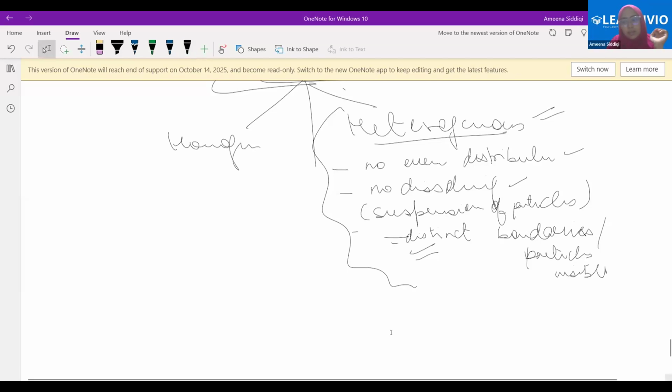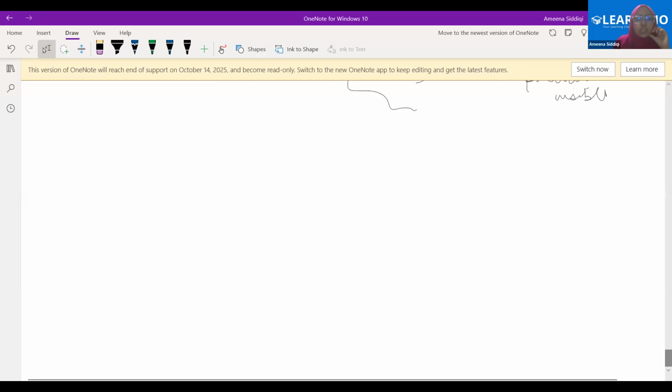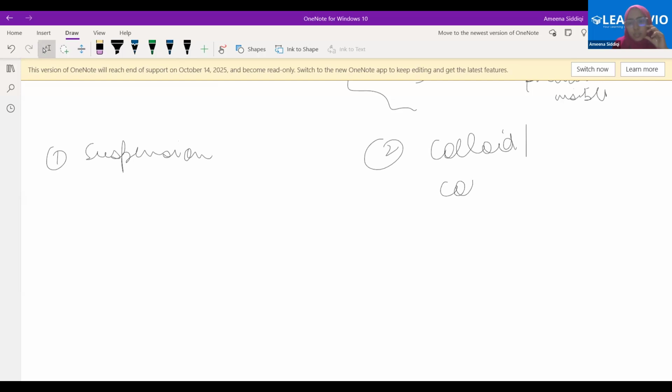Okay, fine. Now coming to heterogeneous mixtures, we have two different types. One is the suspension. Beta, we are just talking about heterogeneous mixtures, do not get confused. The other is the colloid, or the colloidal solution.